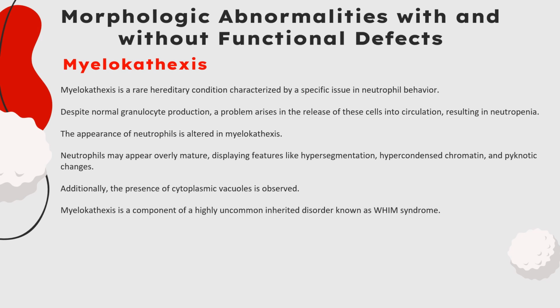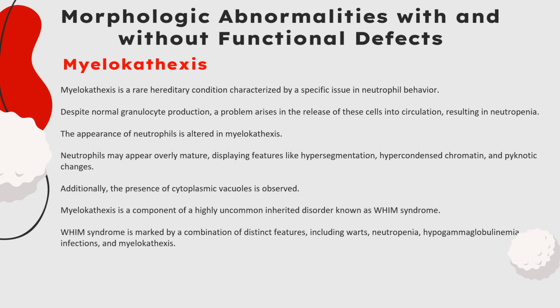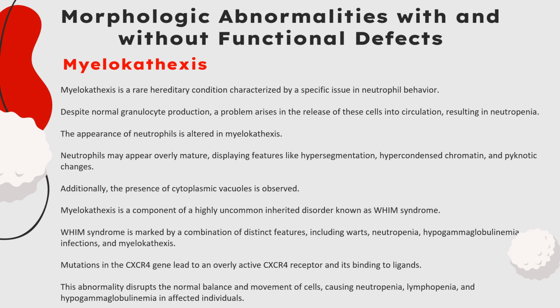Myelokathexis isn't alone, it's a component of a rare inherited disorder known as WHIM syndrome. WHIM syndrome is characterized by a combination of distinct features: warts, neutropenia, hypogammaglobulinemia, infections, and myelokathexis. Let's uncover the mechanism behind myelokathexis. Mutations in the CXCR4 gene lead to an overly active CXCR4 receptor and its binding to ligands. This abnormality disrupts the normal balance and movement of cells, causing neutropenia, lymphopenia, and hypogammaglobulinemia in affected individuals.